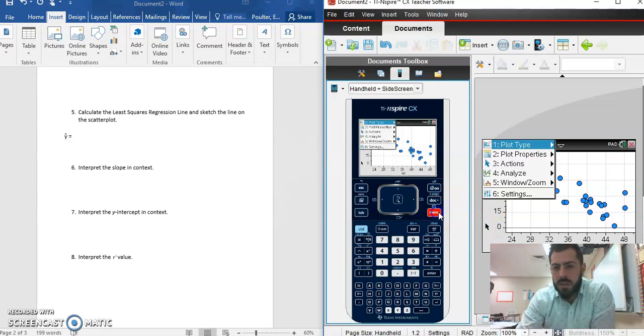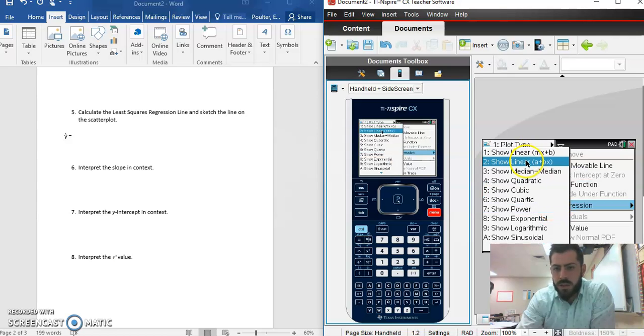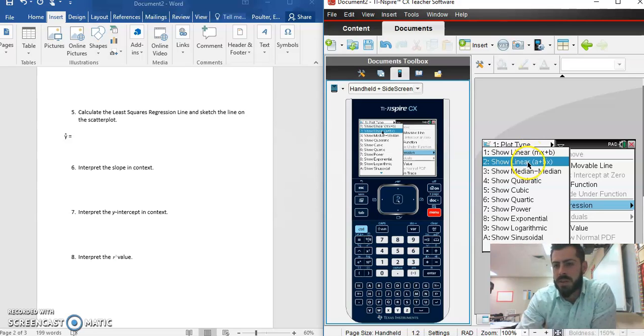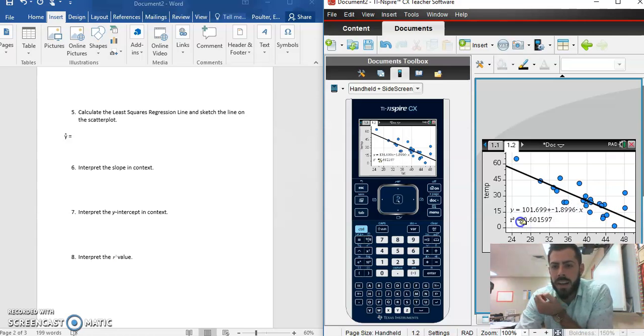All you have to do is menu, analyze, regression, show linear. This is the linear that we want. This is algebra 1 stuff. We ain't there anymore. This is big boy stuff and big girl stuff. Sorry. So show linear. Since it's a linear regression, we can go ahead and assume we're going to use the linear one. And it gives us our y-intercept plus our slope times our x. It also gives us this r squared value here, which we'll get back to in a little bit.